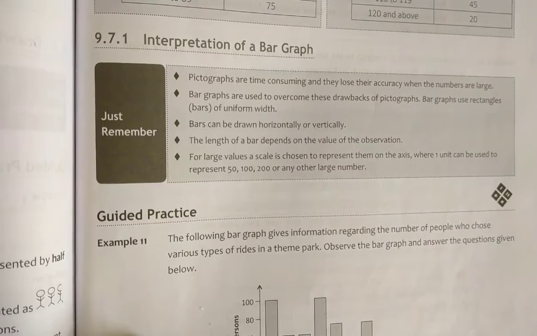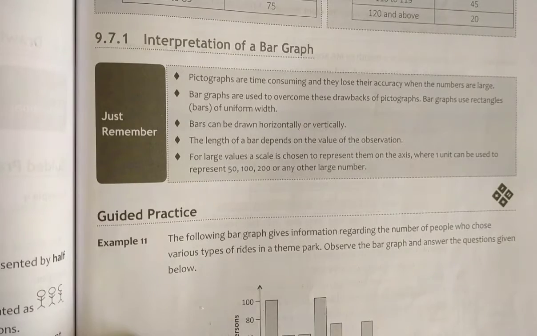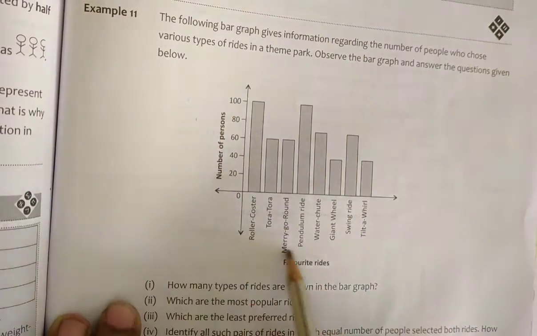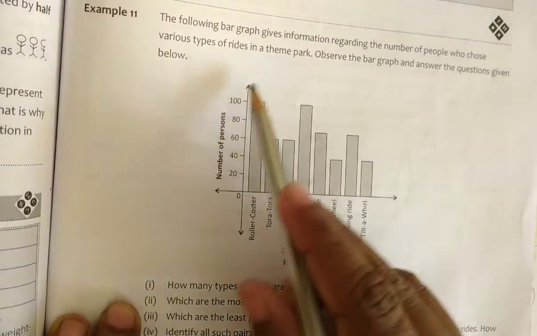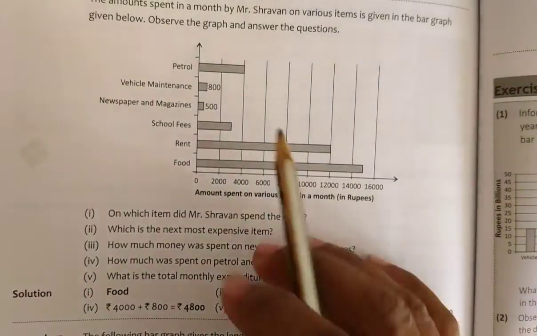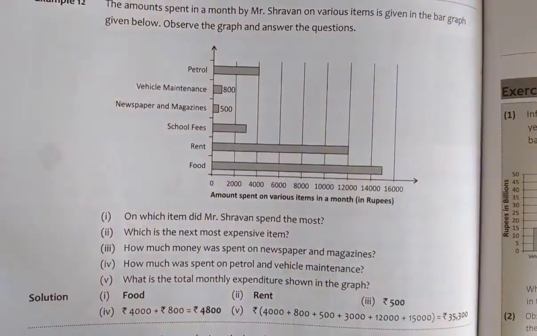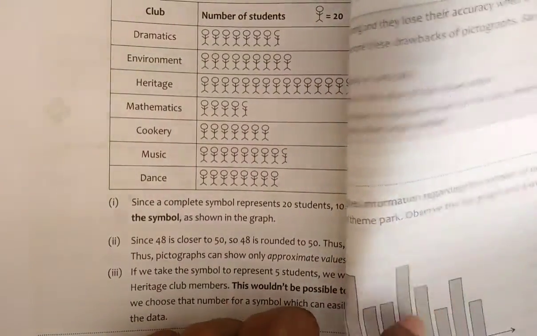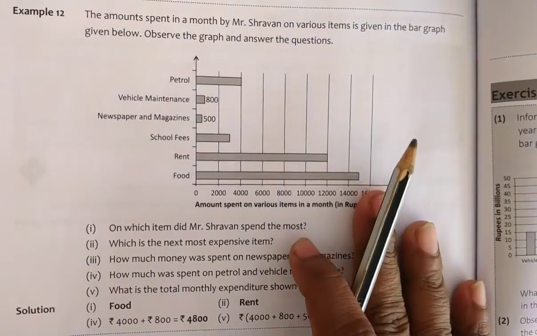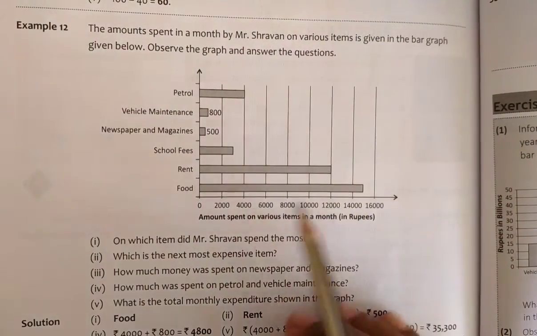Now just try to understand using some examples. Here is a given example using a horizontal bar graph, and here is an example using a vertical one. This is vertical and this is a horizontal bar graph. Now try to understand what this is.